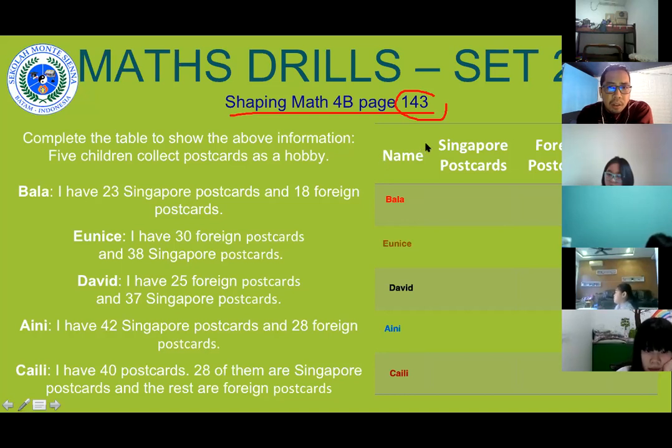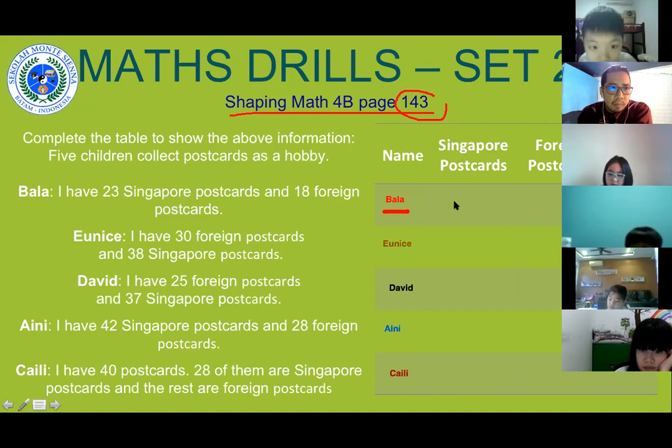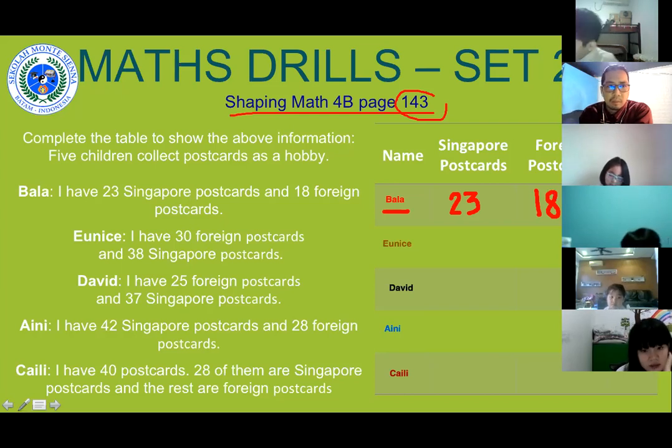All right. I need a volunteer now. Okay, Brian. Bala, Singapore postcard is 23. Good. It's correct. Foreign? 18, foreign. Okay. Can you add? Okay. Total is 41. Good. You're able to identify Singaporean and foreign. And then you add.